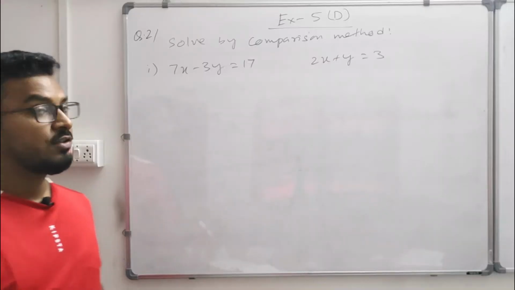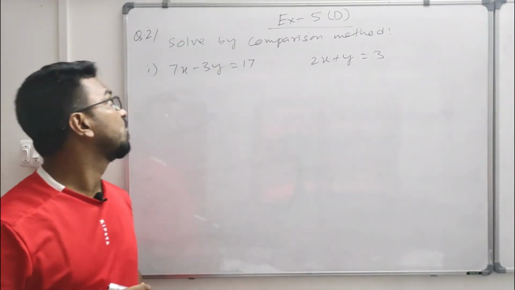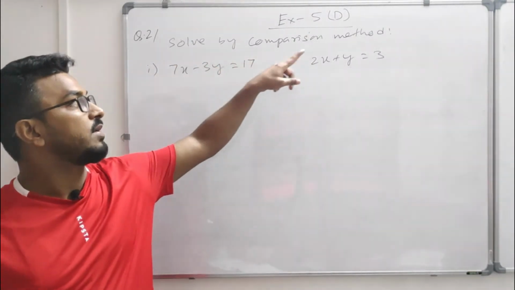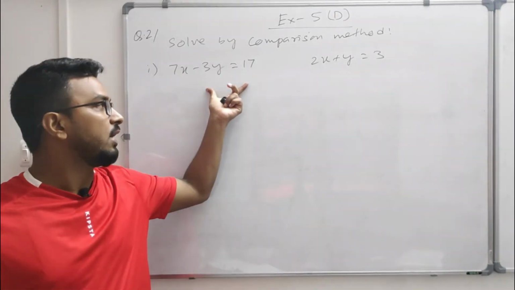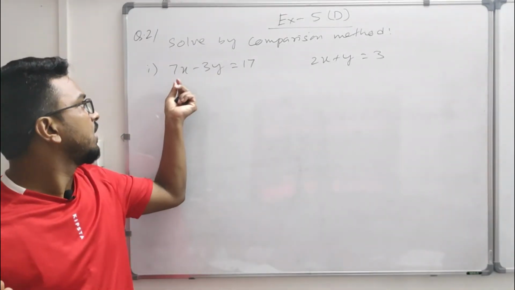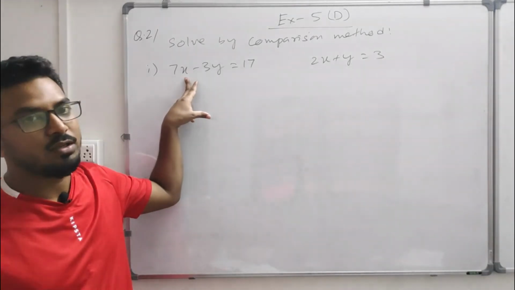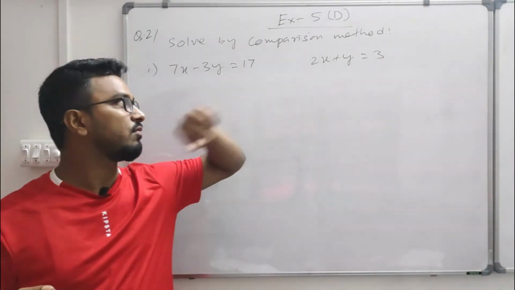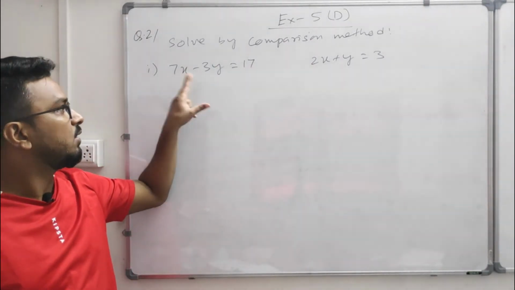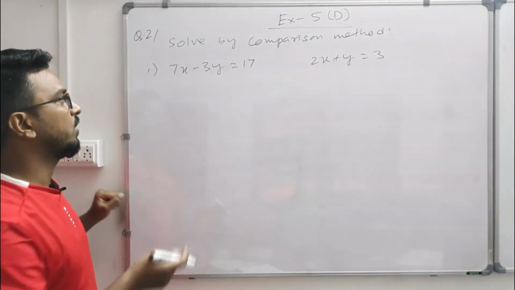Fine. So moving to the next question, question number 2. Solve by comparison method. This is similar to the substitution method. In the substitution method, we just find the value of x in only one equation, the first equation, not in the second equation. So here you have to find the value of x in both the equations. So what will you do?